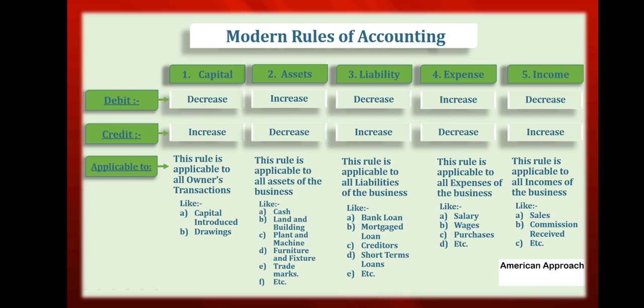After a certain period of time, as a business, you have to return that money to the person from whom you borrowed. So what happens? This is an increase in liability, so therefore it will be credited. Decrease in liability, it will be debited. Okay, so we have completed capital, assets and liability. Next one, expenses.